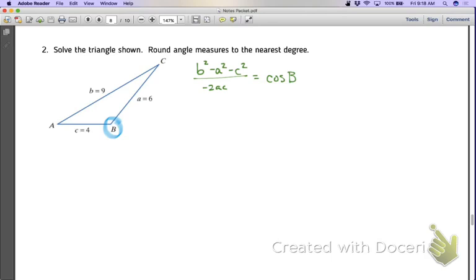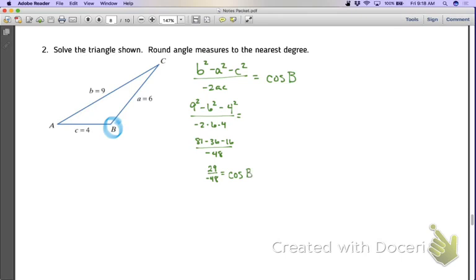So then if I have 9 squared minus 6 squared minus 4 squared divided by negative 2 times 6 times 4, so 81 minus 36, minus 16, all over a negative 48. So 81 minus 36 minus 16. So I have 29 over negative 48 is equal to cosine of B.